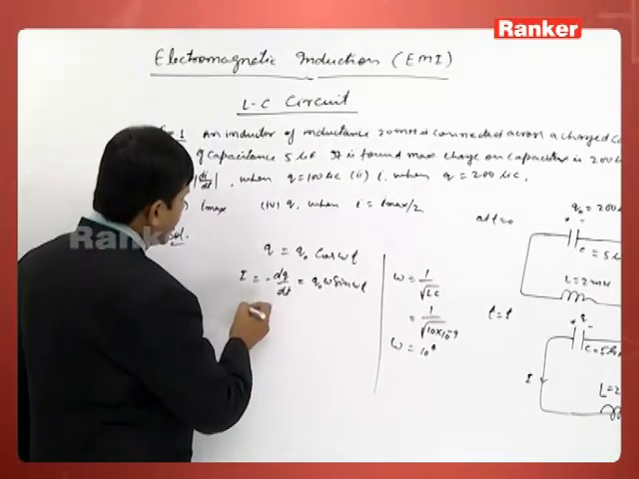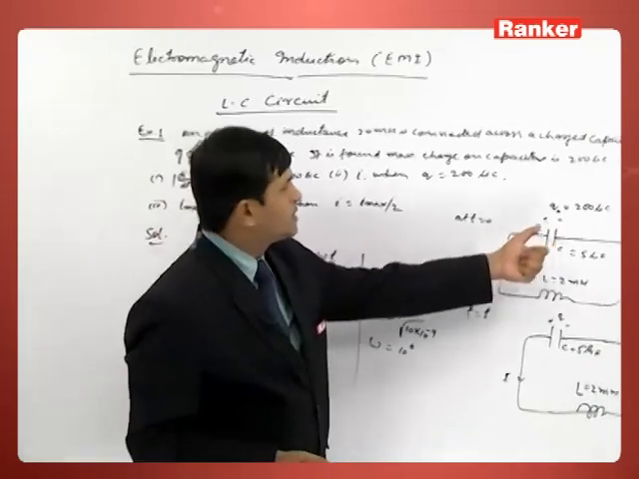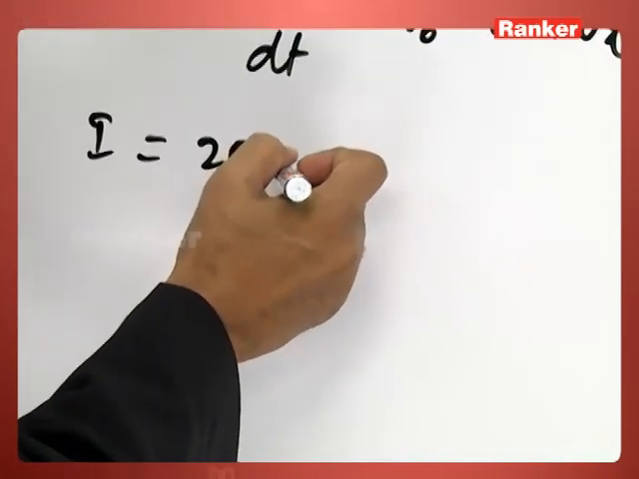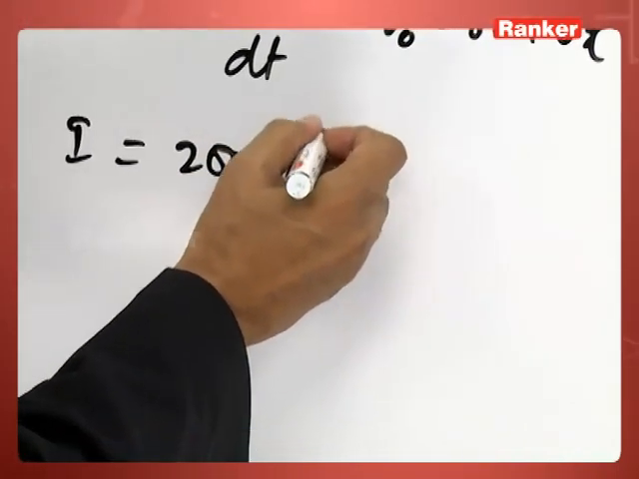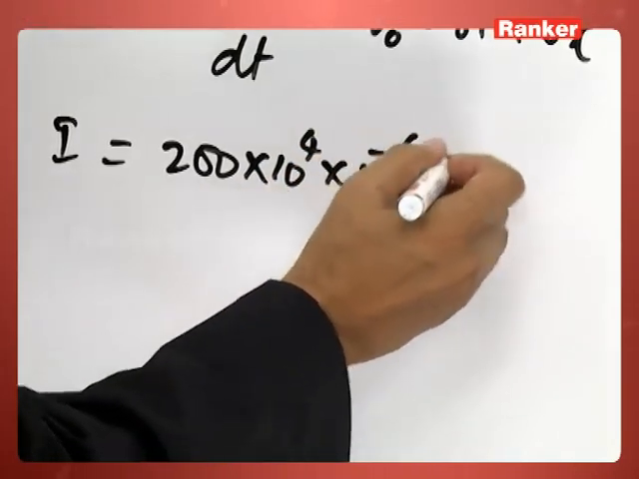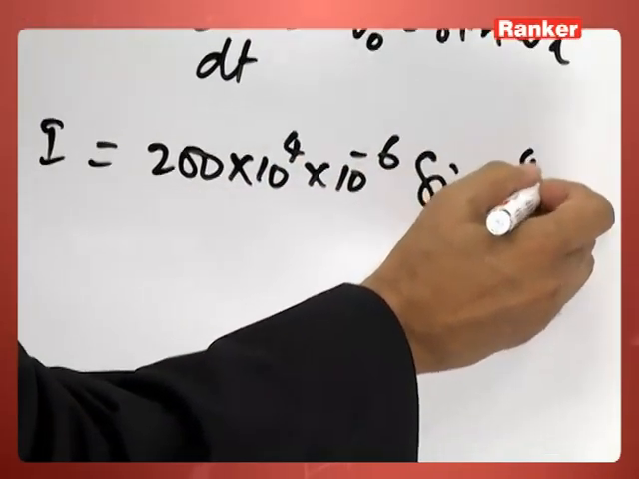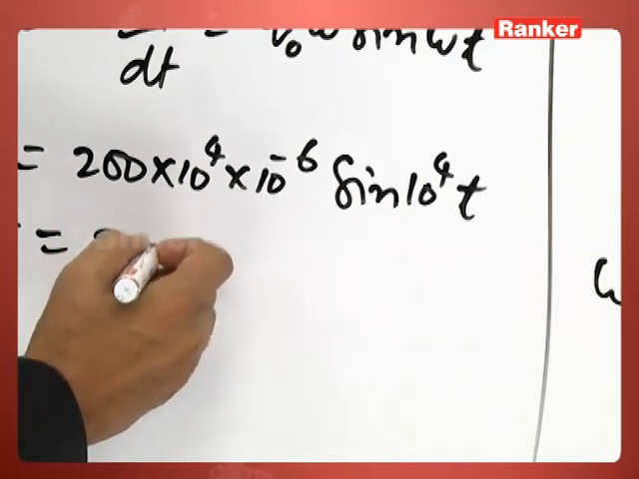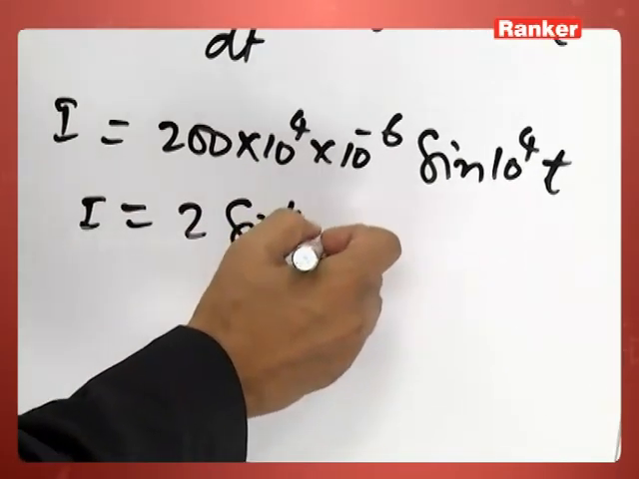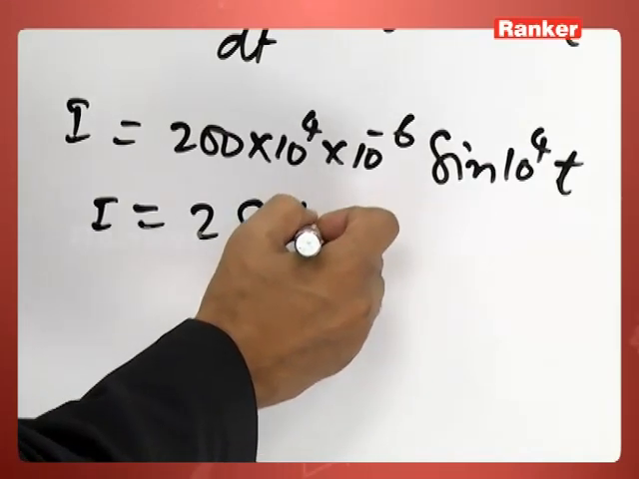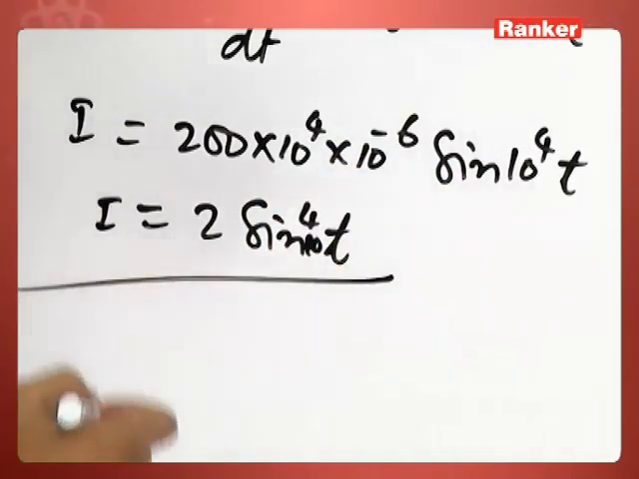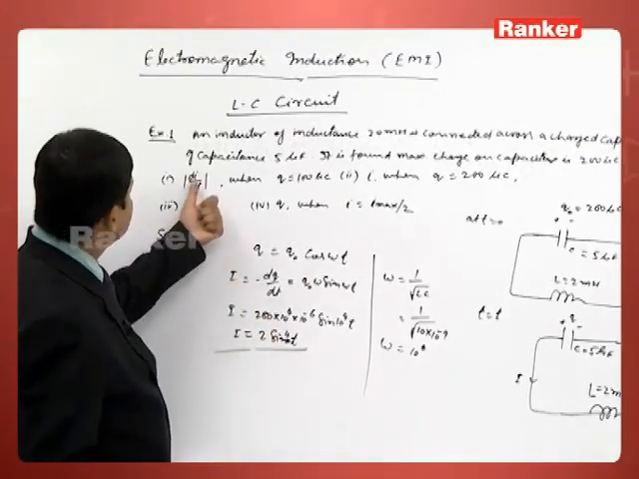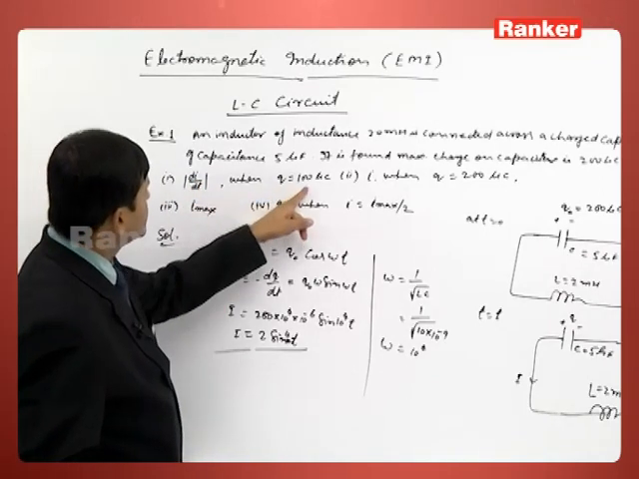So now I is written as Q naught, 200 microcoulomb, into omega, 10 to the power 4, micro is 10 to the power minus 6, sine of 10 to the power 4 into t. So finally we have I equal to 2 sine of 10 to the power 4 t. So this is the variation of current. Next, they are asking di by dt when the charge Q is this much.